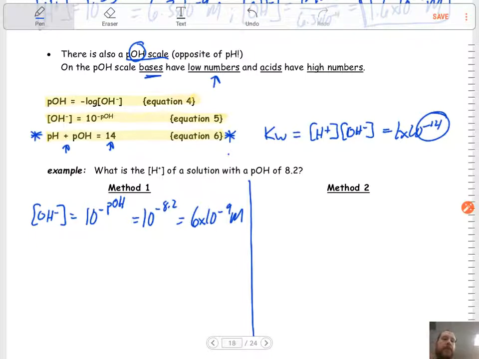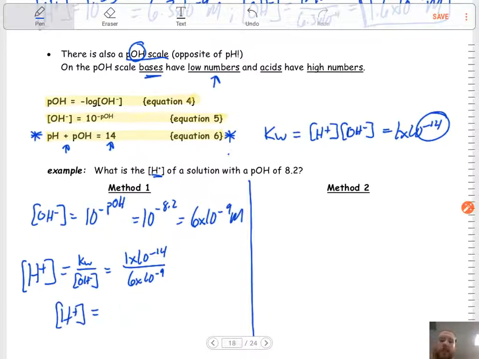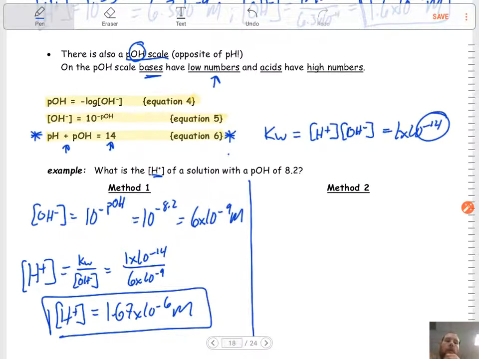Now, did that get me to where I wanted to be? No, because I want hydrogen ion. So to do that, I'm going to use my Kw like we've used before. So Kw over my hydroxide ion concentration. So this is 1 times 10 to the minus 14 divided by 6 times 10 to the minus 9 that I just calculated. When I do that math, I get my hydrogen ion concentration to be 1.67 times 10 to the minus 6 molar.